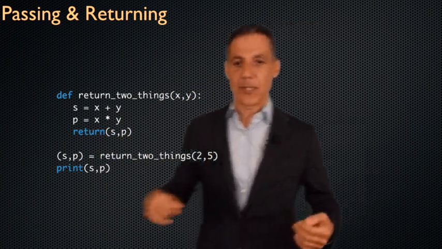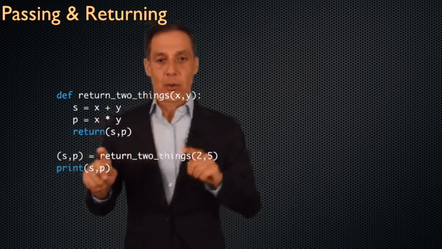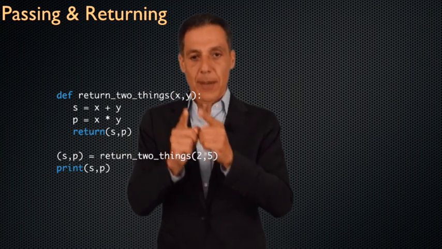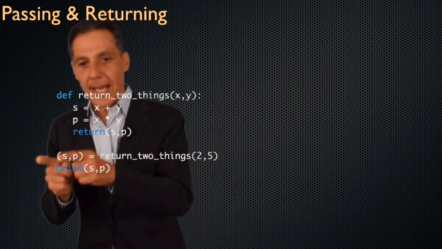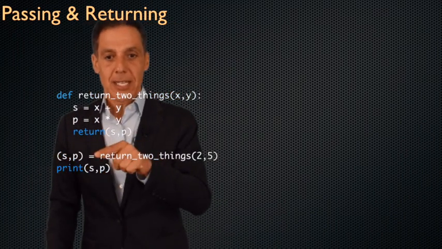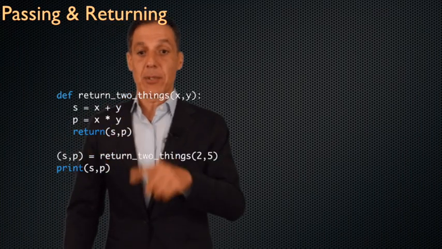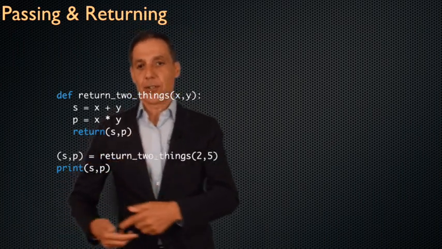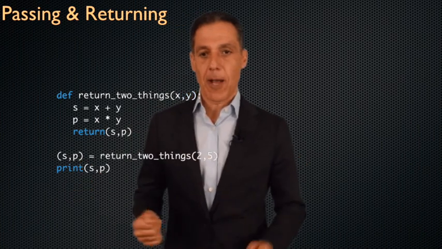Okay, super easy. How do I catch them? I catch them in the same way. So here I'm going to call return_two_things with a comma delimited list. Those two parameters are going to get instantiated to 2 and 5. And then (s, p), my variable names, is equal to this. s will be the first parameter, p will be the second parameter. And then I can do whatever I want with them. I can print them, I can add them together, I can store them somewhere else, I can pass them to another function, whatever I want.